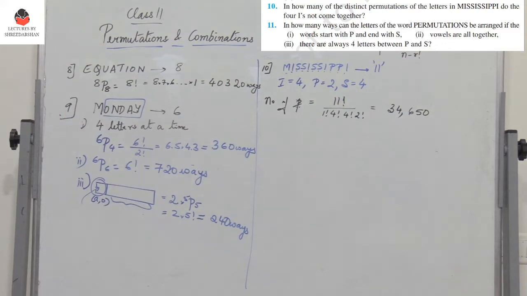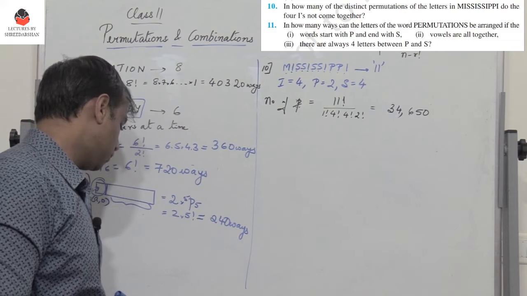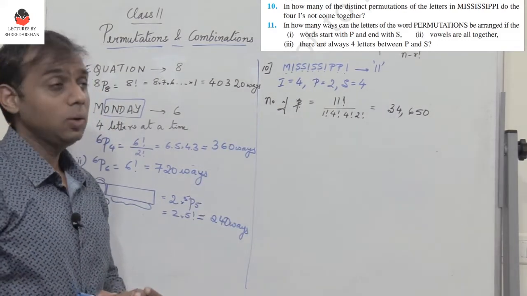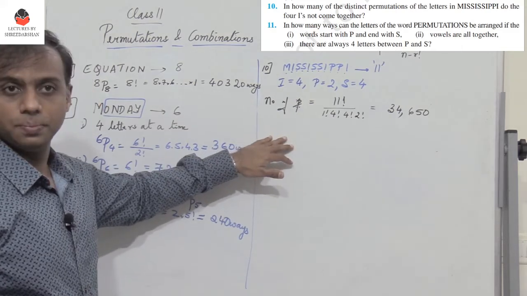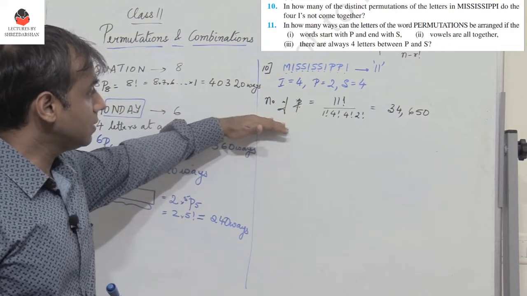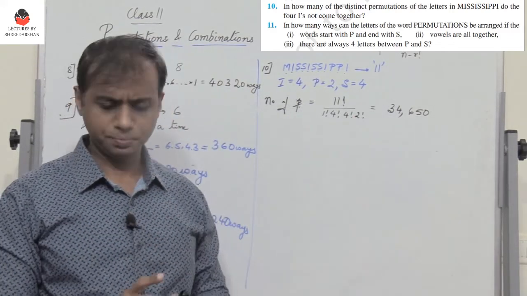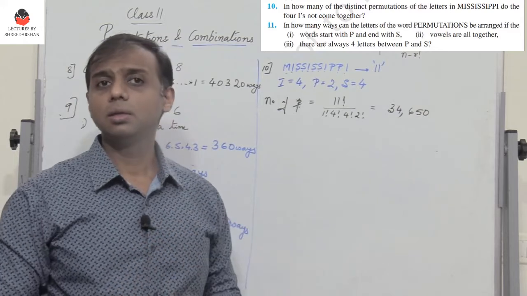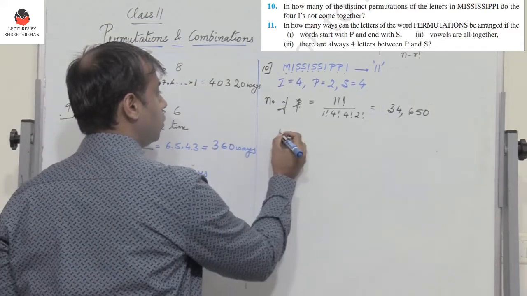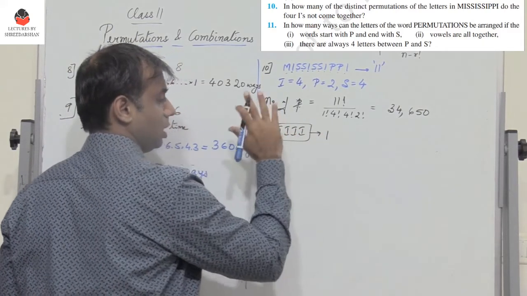Now, the question is, in how many of the distinct permutations of the letters Mississippi do the 4 I's not come together? That means all the 4 I's are not together. So now let us try to find the number of permutations where all the 4 I's come together. So this gives the total number of permutations where many combinations have 4 I's together. So I have to eliminate the number of combinations which have 4 I's together. So let us consider all the 4 I's as one segment, right? As one segment.